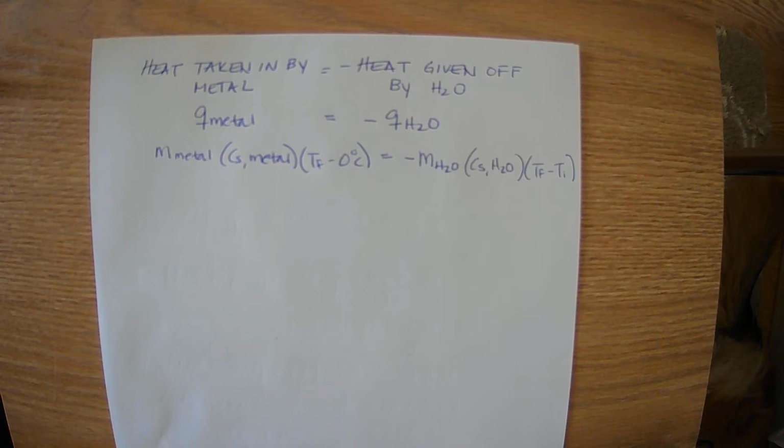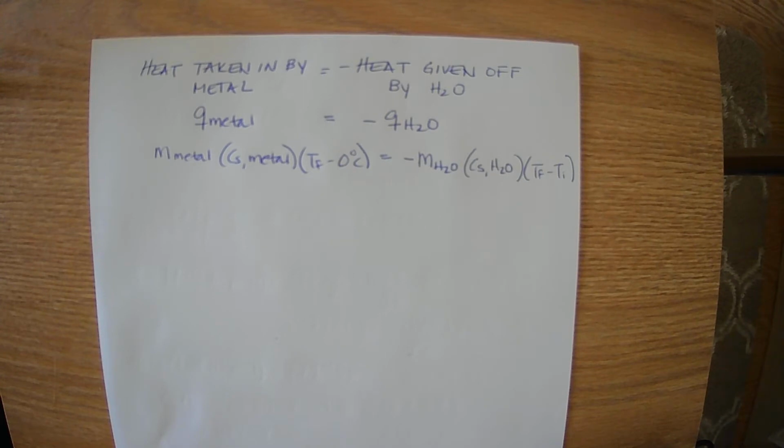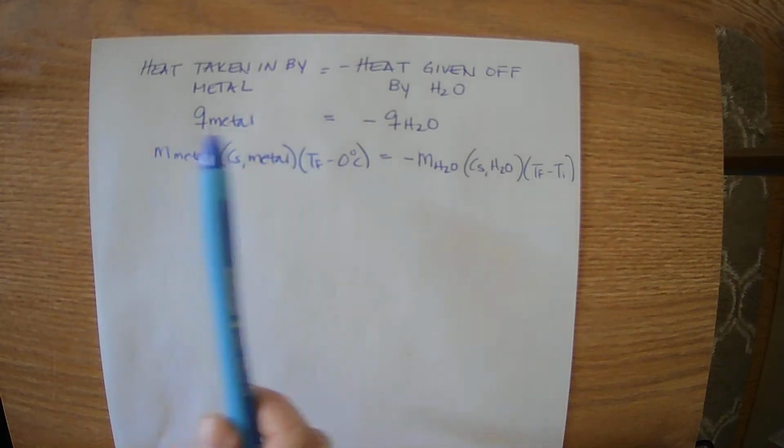This is experiment 6, calorimetry. This is in the calculations portion. We're going to calculate the specific heat capacity of a metal. On your calculations page, this should look familiar.